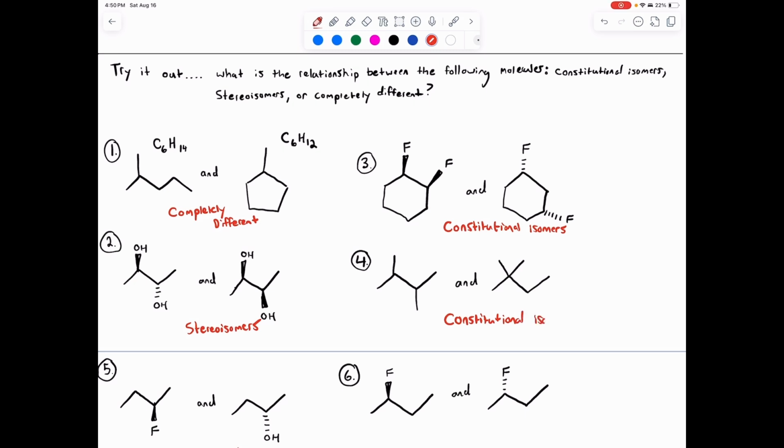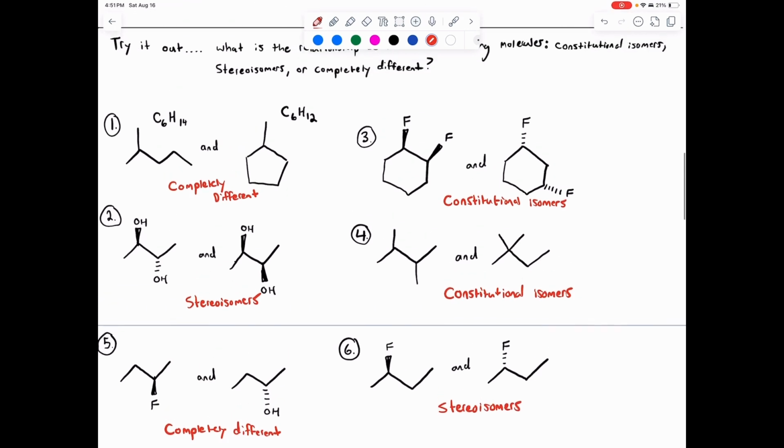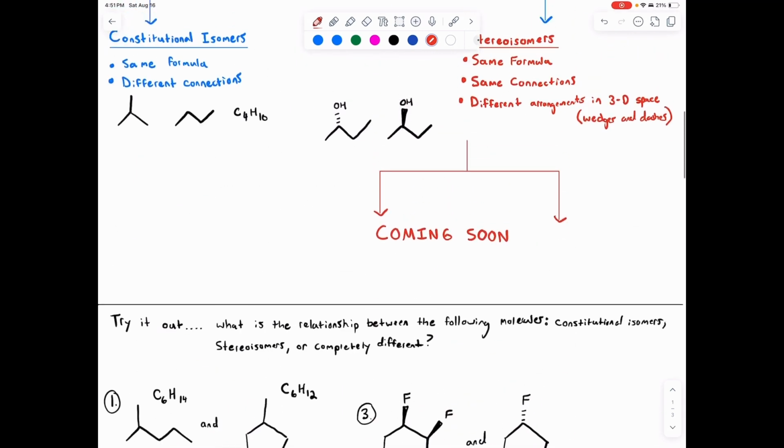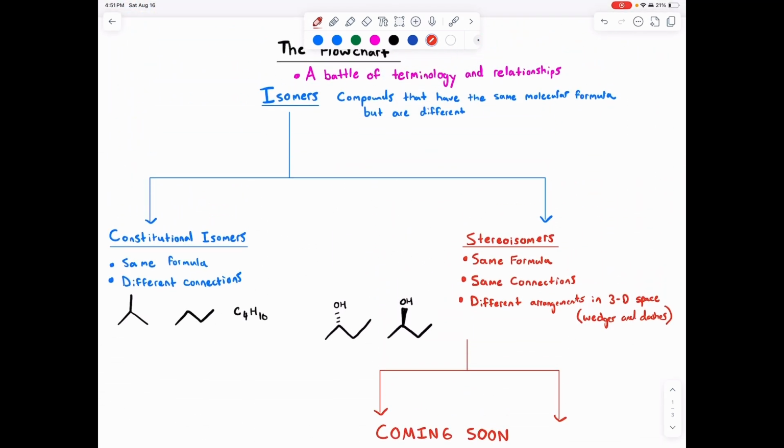Last one, we have 2 compounds with the same formula. They have the same connections in both. Fluorine is coming off of carbon 2. They have different 3D arrangements in space, so therefore these are stereoisomers. That's what's going on. It's all a matter of figuring out definitions, and you have made progress towards that.